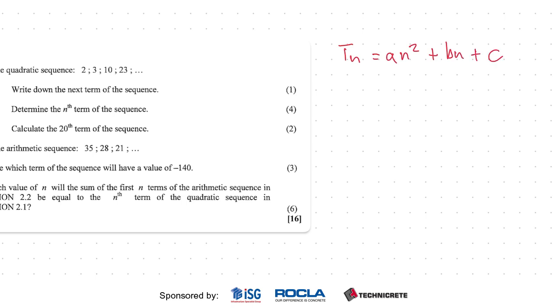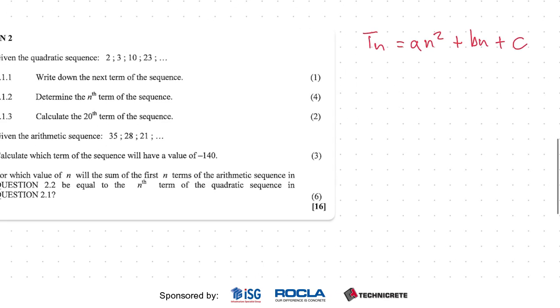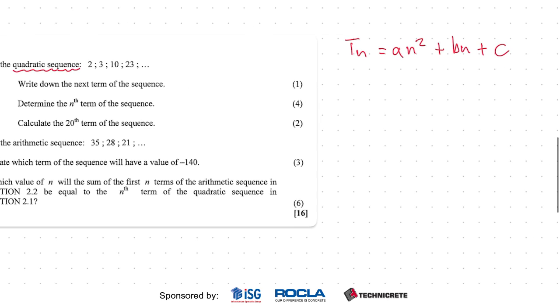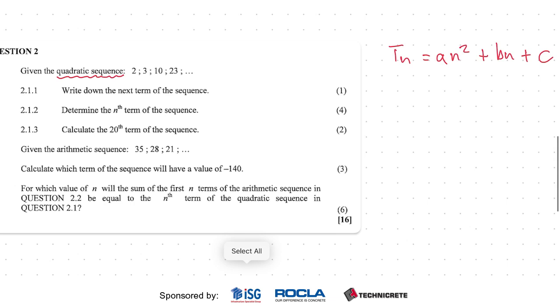Interestingly, you actually just get a mark for writing this formula down. So it's a good thing that once you see a quadratic sequence, just write this formula down. You should know it by heart, and you get a mark for that already, especially when it comes to question 2.1.2. One of these 4 marks is just for writing down the form of the equation that represents the sequence. Anyways, let's do some analysis on this sequence they've given us.